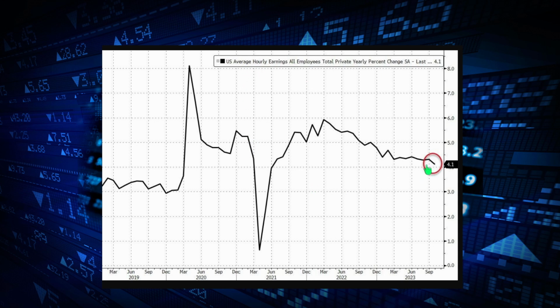Average hourly earnings have decreased. This is what the average earnings per hour is. If the consumer is going to continue to get weaker, if their earnings are going down and prices are going up, that's just simple math.